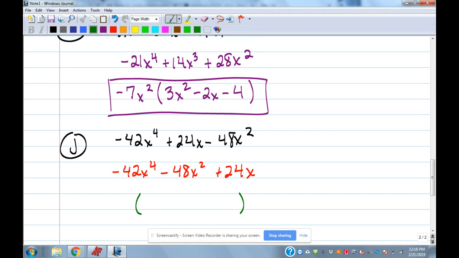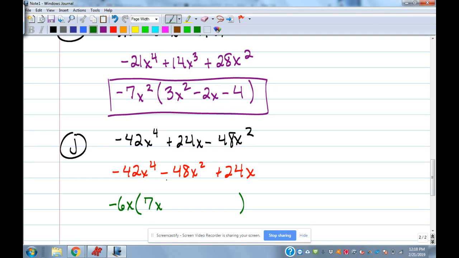But when we're pulling that out, what do we do? Make it a -6 because this first term was a negative. So we're going to pull -6. And then how many letters do they have in common? 1. I heard 2 different answers. 1. What's the smallest amount? 1. This guy's only got 1, so we're pulling that amount. So -6x. Okay. What times -6 will give me a -42?